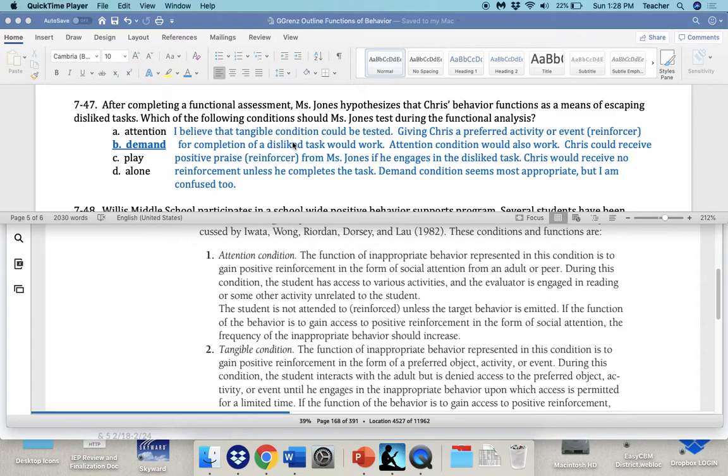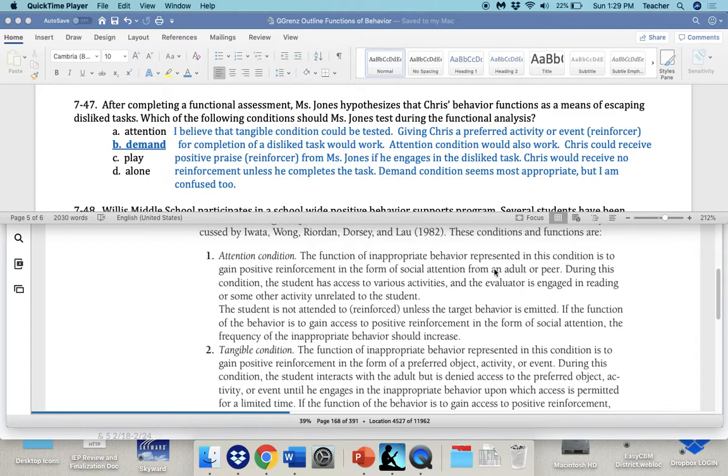a tangible condition, like giving Chris a preferred activity or event for completing a disliked task, wouldn't that show us that he responds to it? Or an attention condition would work because Chris could receive positive praise from Ms. Jones if he engages in the disliked task. He would receive no reinforcement unless.